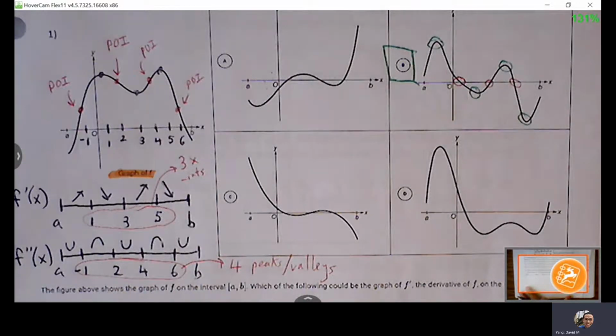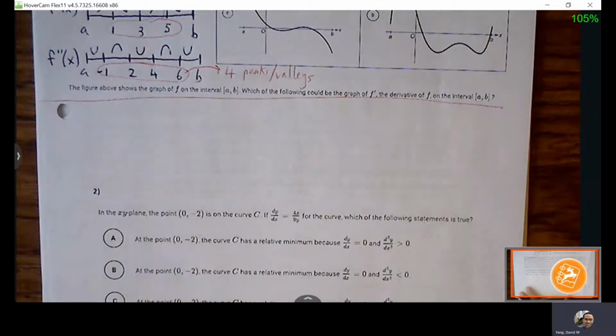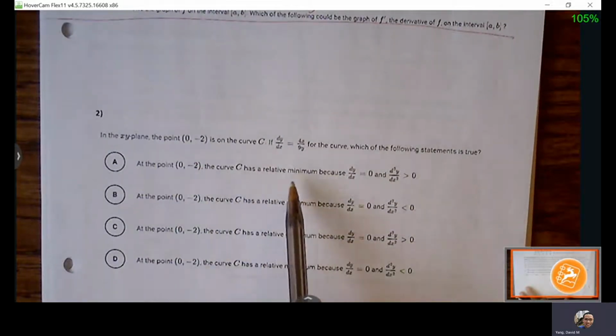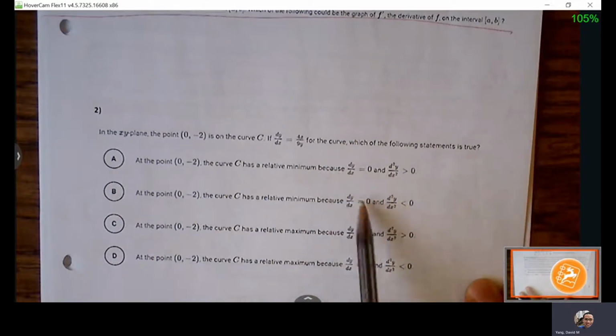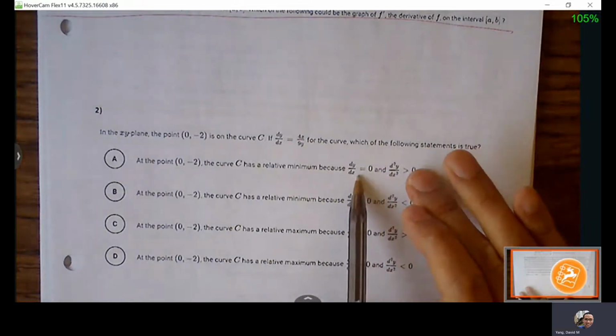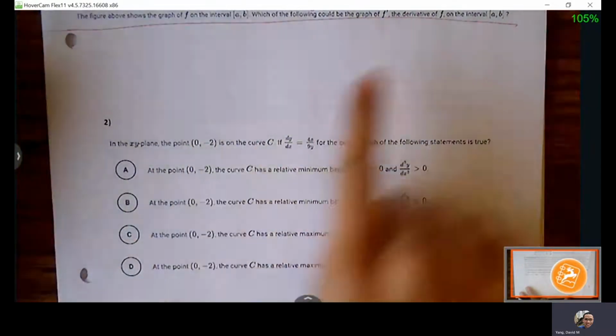Okay, let me see if I can get through a little bit of the second problem here. I'm going to use the space above 2 for number 2. It says in the xy plane, (0, -2) is on the curve. dy/dx equals 4x over 9y, which of the following is true? All this is referring to the second derivative function, and this is a little bit of a second derivative test. We want to know, based off of this information, where slope is 0 and concavity is either positive or negative, whether there's a relative max or relative min. So we have to make our way to the second derivative function.